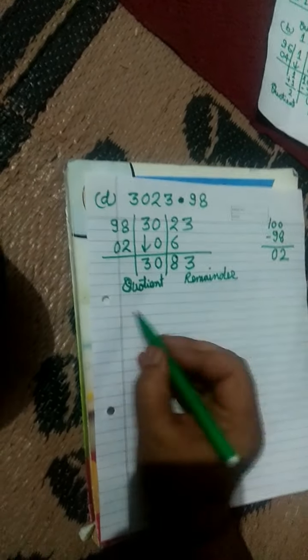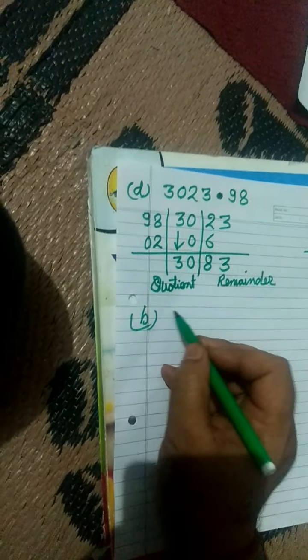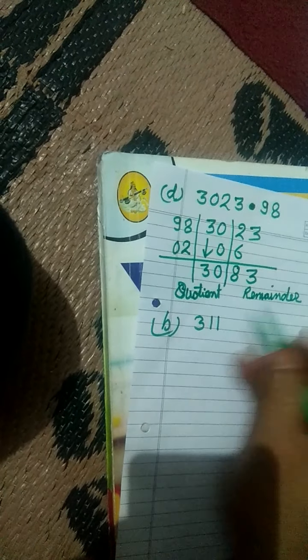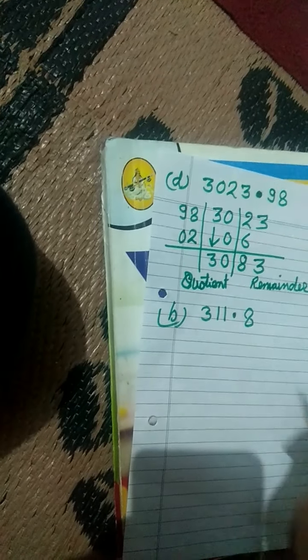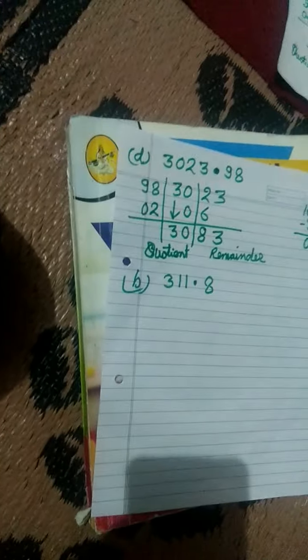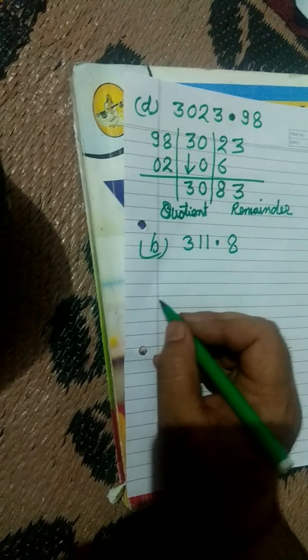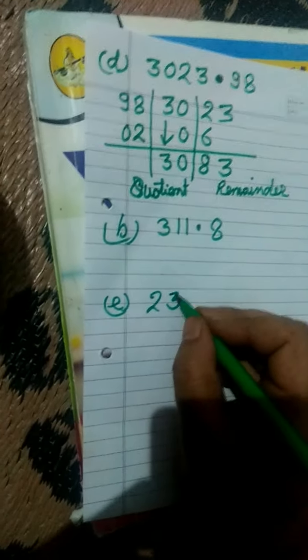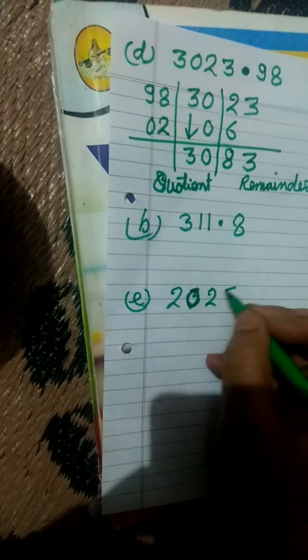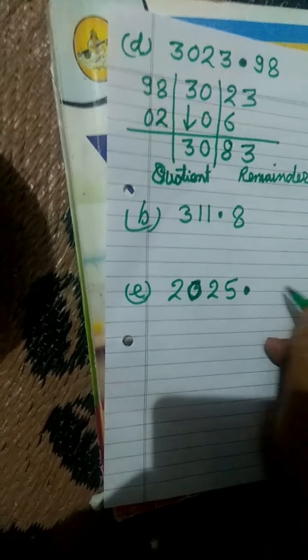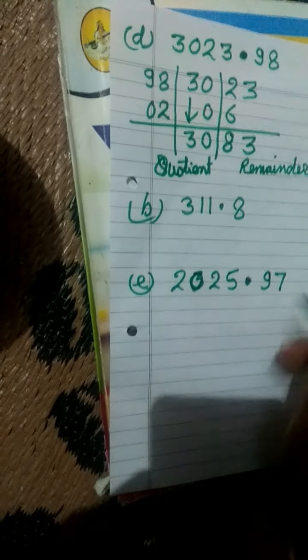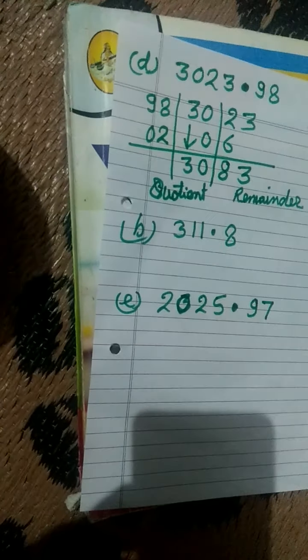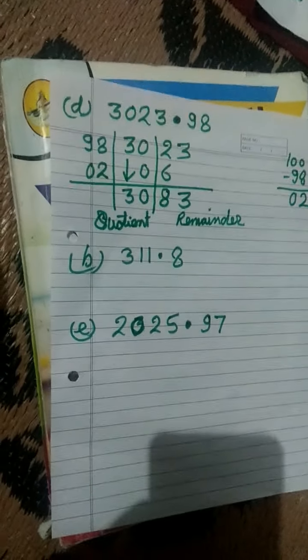Thus, you have solved three questions. The last, B part, 311 divided by 8, you will do at your home. And also, I will give a new question for you: 3025 divided by 97. You will do the next two questions at your home.